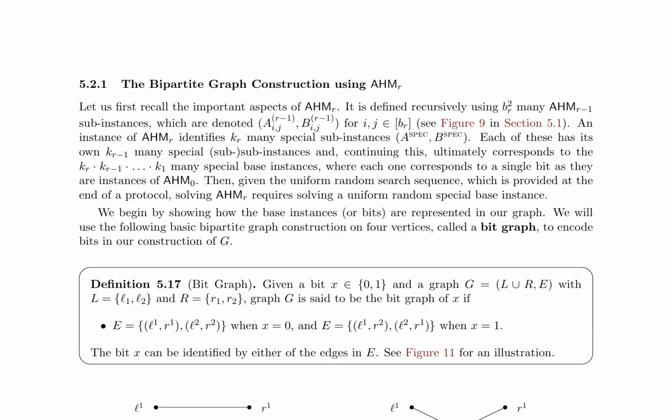The paper discusses the construction of a bipartite graph using the alternating Hamiltonian matrix (AHM) model, specifically focusing on the AHM_r model. This model is defined recursively, with each instance comprising b(r) many AHM_{r-1} subinstances. Each of these subinstances has its own k(r-1) many special subsubinstances, ultimately corresponding to the k(r)·k(r-1)···k(1) many special base instances, where each one corresponds to a single bit.